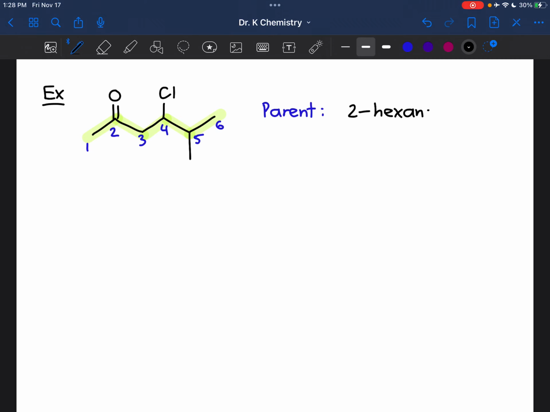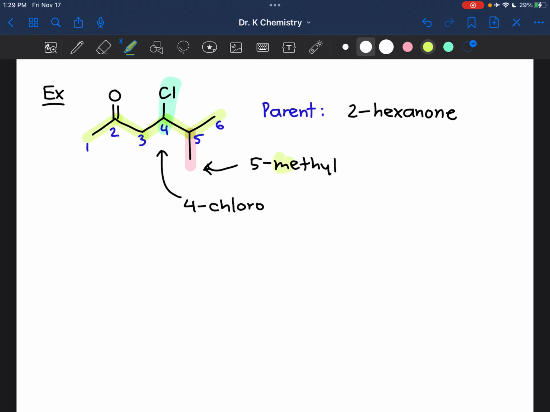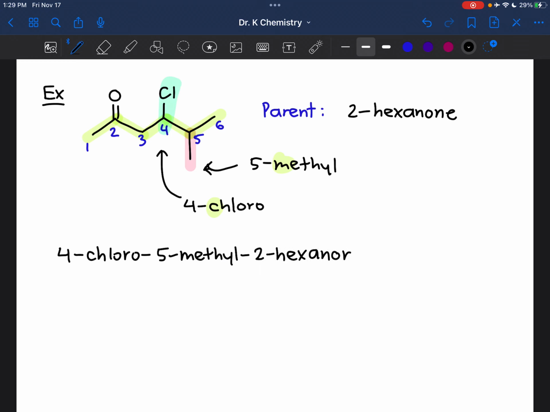And the parent will become 2-hexanone. 2 to indicate where that ketone is. Hex to indicate that the longest chain is 6 carbons long. And then -one to indicate that it's a ketone. And then I'll name the substituents. On carbon 4, I have a chloro group. I will call that 4-chloro. On carbon 5, there is a methyl group, so I'll call that 5-methyl. And then I will put those in alphabetical order, and chloro gets listed first, which means this becomes 4-chloro, 5-methyl, 2-hexanone. And that is it.